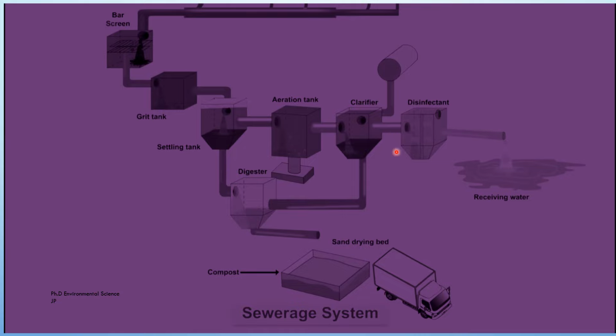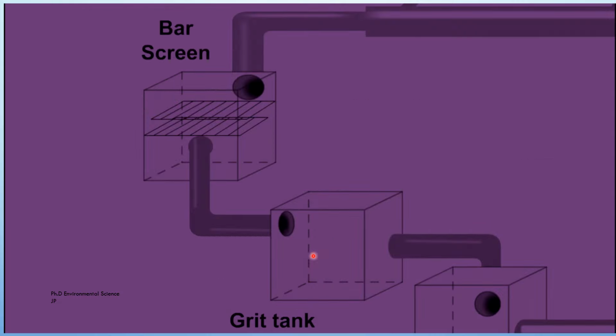Then tertiary treatment will involve disinfection, and the sludge which will be sent here, from that biogas will be produced, rest sludge will be thrown on the sand drying beds which can be used as fertilizers. So let's start to study each step in detail.